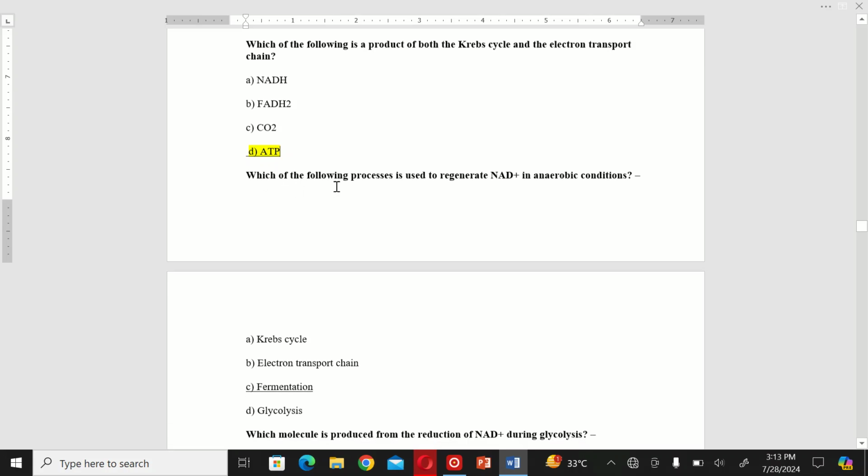The next MCQ is which of the following processes is used to regenerate NAD plus in anaerobic conditions? A. Krebs cycle, B. Electron transport chain, C. Fermentation, D. Glycolysis. So the correct option is C.